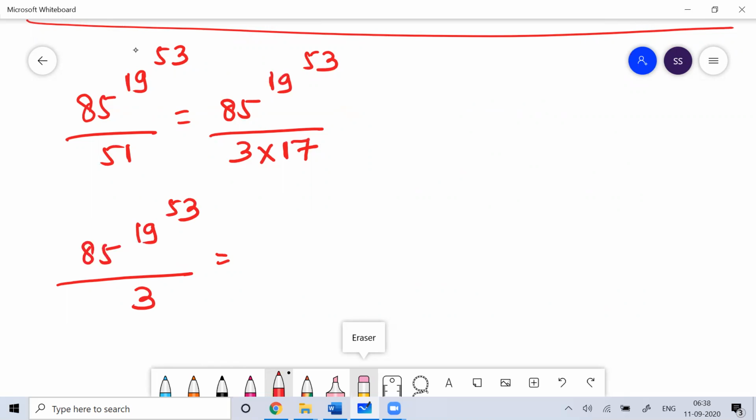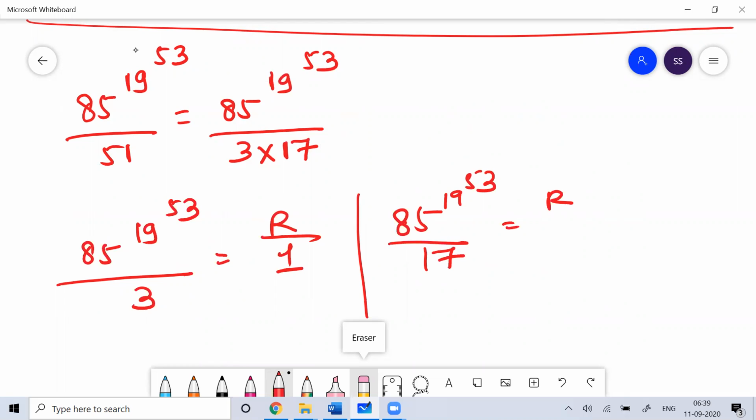85 divided by 3 gives a remainder 1, since 84 is divisible by 3. Also, 85 is divisible by 17, so it will give a remainder 0.